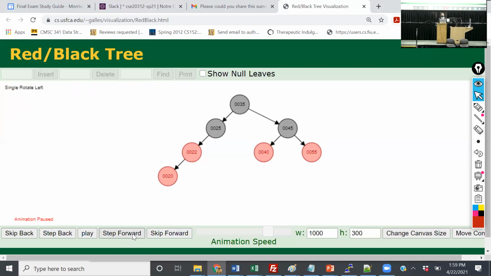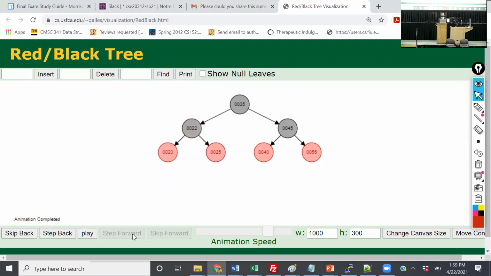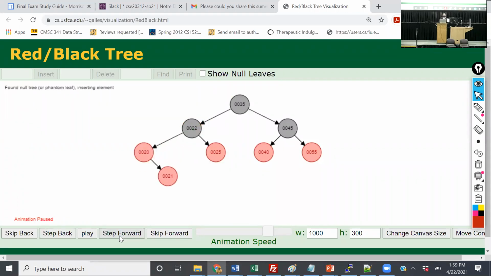So now we get to this case. Now we've moved from case 2 to case 3. Now we're going to rotate, and then we recolor. Now I'm going to insert 21. We'll step forward, and we're going to see that we're going to do the case 1 where we're going to recolor 20 and 25 and 22, like so. And it goes all the way up.